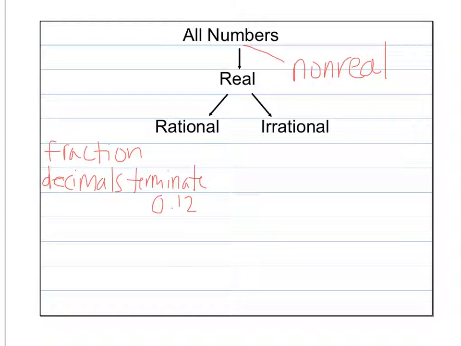Also, decimals that repeat are considered to be rational. So that would be like 0.3 repeating, where the bar notation shows that it's repeating. So rational numbers are numbers that can be written as a fraction. Another definition would be irrational numbers. Irrational numbers are numbers that cannot be written as fractions.